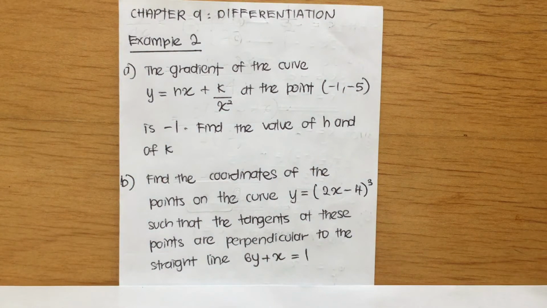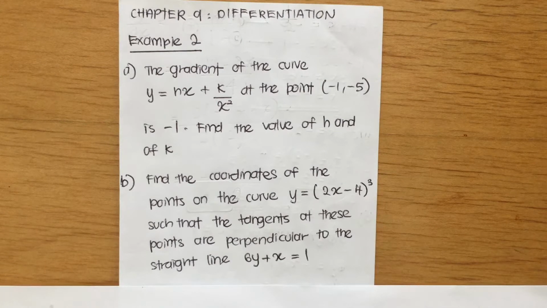Now I'll be discussing Form 4 Additional Mathematics, Chapter 9 Differentiation, Long Question Example 2. Let me read the question now. The gradient of the curve y equals hx plus k over x square at the point (-1, -5) is -1. Find the value of h and of k.